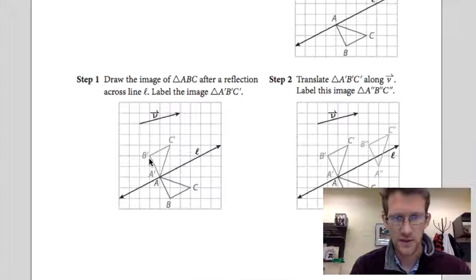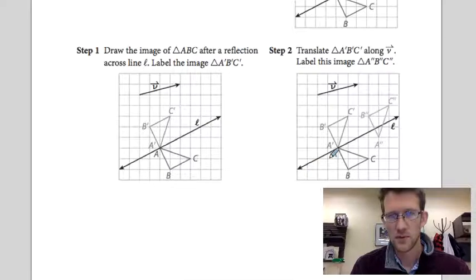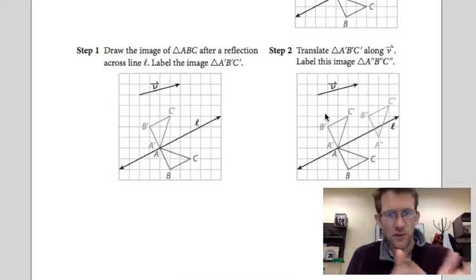So we do the reflection step, right? We put B over here, C prime's over here, A prime's right there. And then after we've done that step, we do our translation along this vector. This vector is over 4 units, up 1, so we take each point, put it over 4, up 1, and that gives us our translation. So we just do one, and then we do the other.